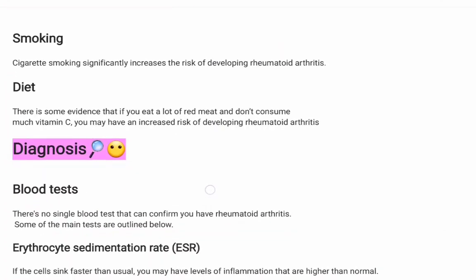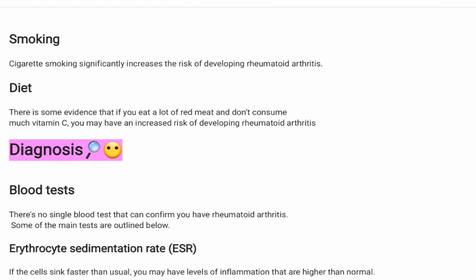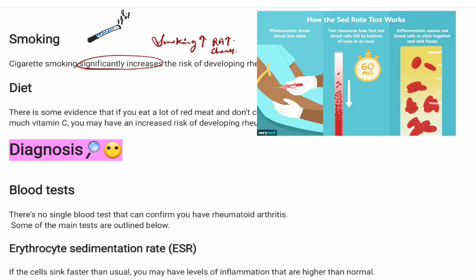Now, another major factor which increases the chances of RA is smoking. It increases the individual's chances of getting affected with RA. Diet. There is some evidence that if you eat a lot of red meat and don't consume much vitamin C, you may have an increased risk of developing RA.